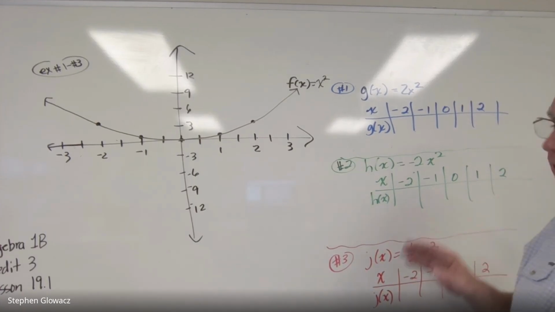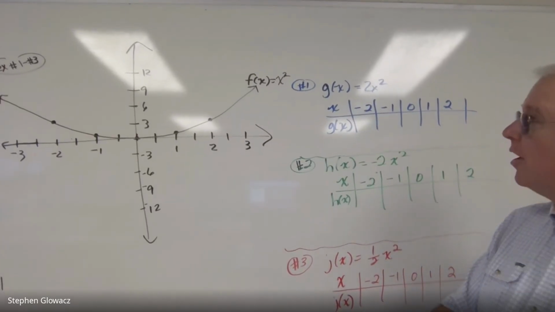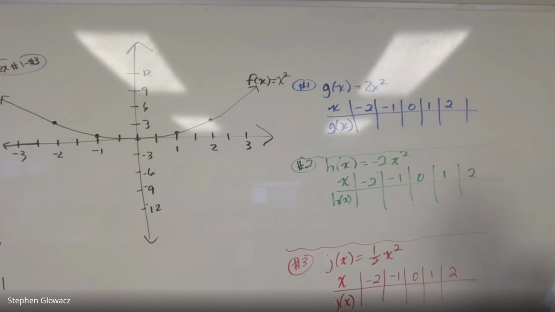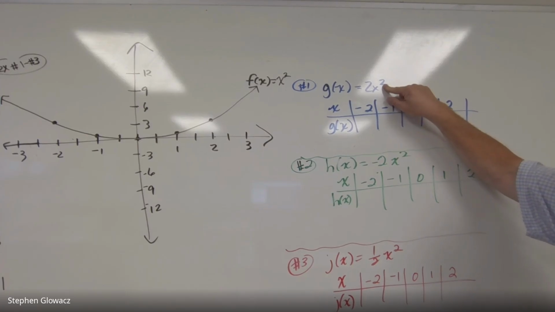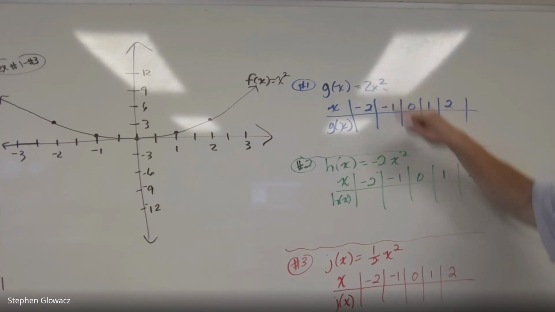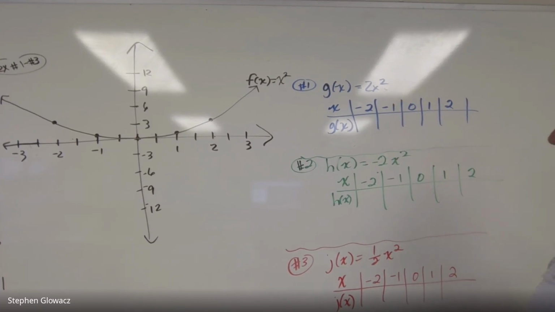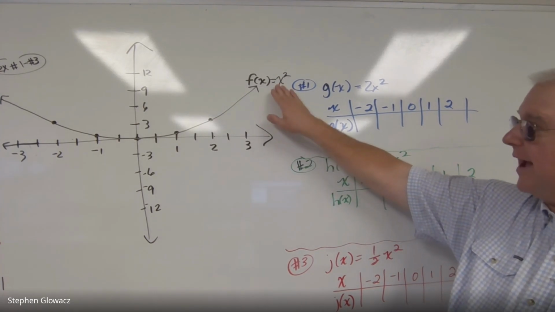In Lesson 19.1, we're going to graph three other quadratic equations. We know these are quadratic equations because we have an x squared; the only power of x here is 2. So we're going to graph these other equations and see how they relate to the parent function x squared.